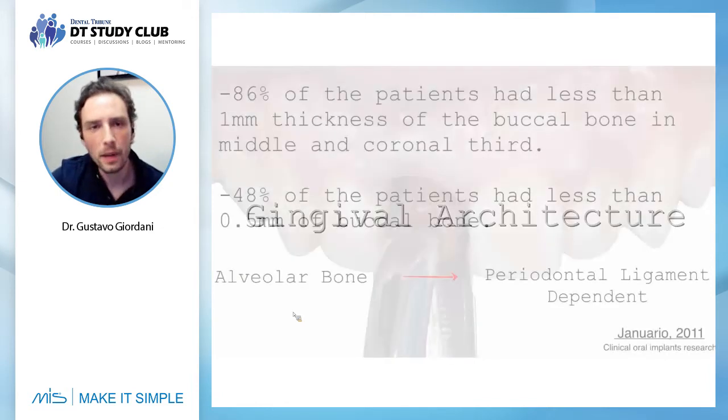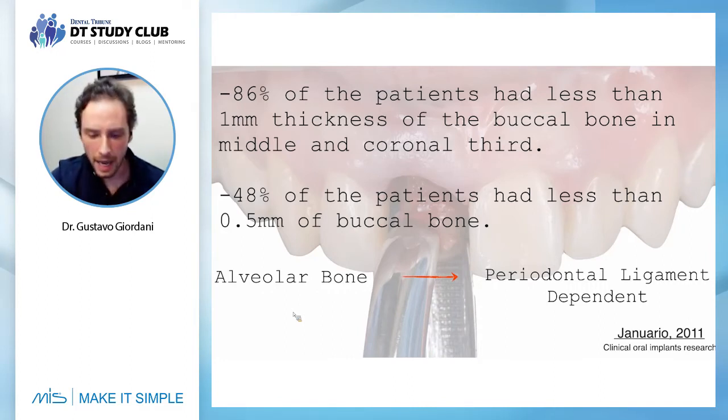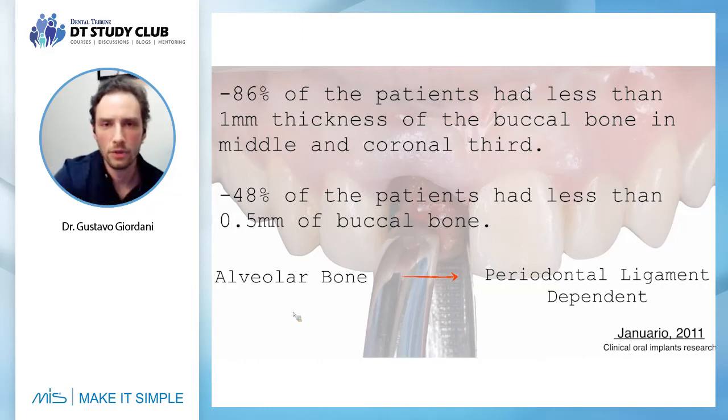Let's use this paper to understand this. This is a very important paper in the literature, a very nice paper from a Brazilian dentist, Januário, from 2011. And he did a very nice study. He measured the buccal wall thickness in different groups. Let's take the central here, because we are talking about Monica's case.